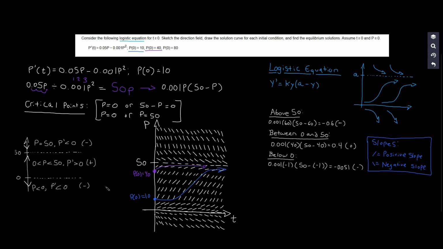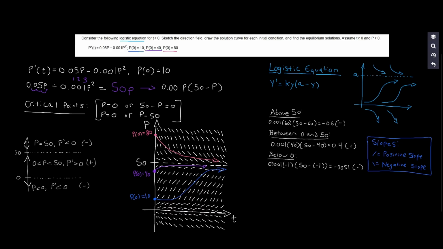It's going to interact with the equilibrium point asymptotically. And up here, this is why I needed to extend the graph, because we're going to draw the solution curve for p of 0 equals 80, and that's going to be way up here. And it's going to follow these slopes and interact with the equilibrium point asymptotically.